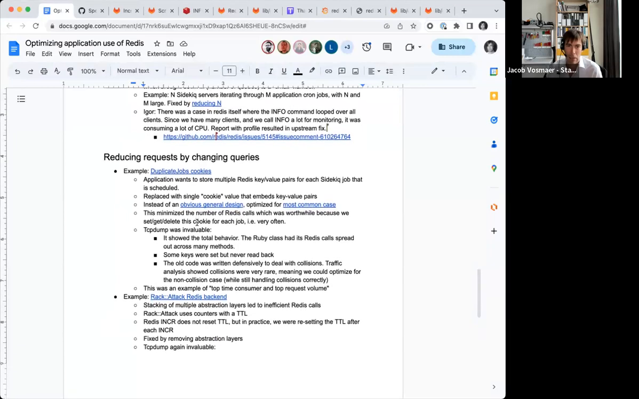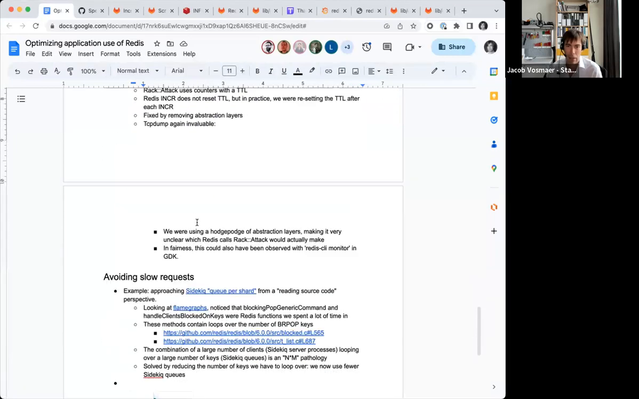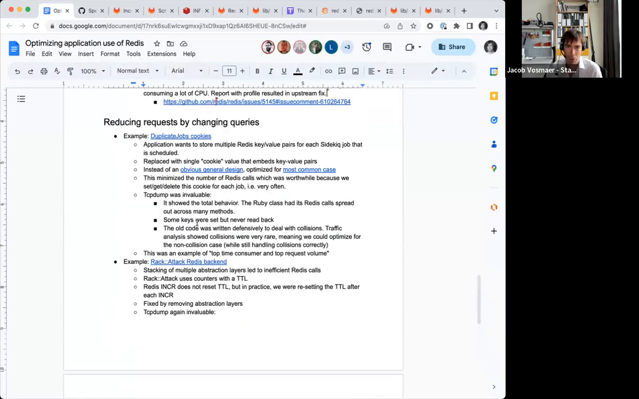We talked about some of these examples already. So in the case of duplicate jobs, instead of saying we have an object with many fields and we store the fields as separate Redis keys, we collected them in a single cookie. And we still didn't want to make it completely opaque, so Redis can unpack the cookie from a Lua script and modify it and rewrite it, but that only happens rarely, and that made a nice improvement.